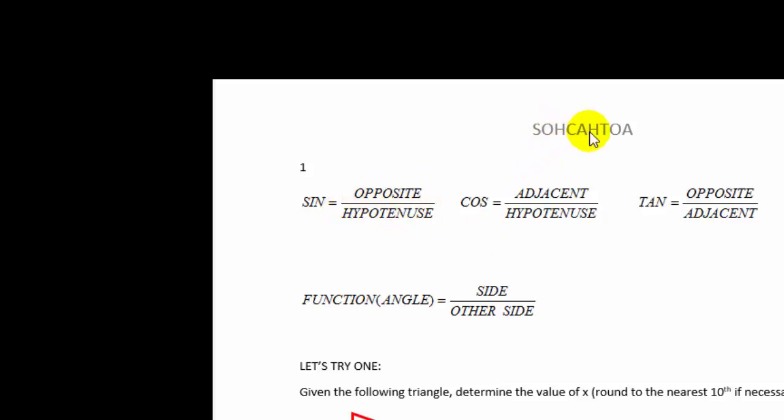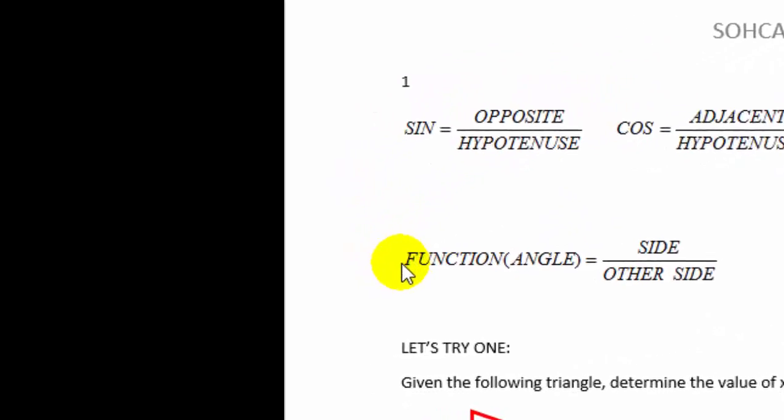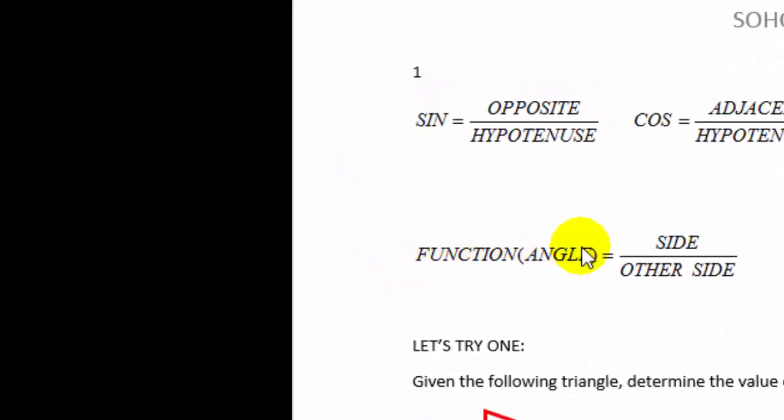The next is CAH, which is cosine. Cosine is the adjacent side divided by the hypotenuse. And again, we'll go over that when we do an example. The tangent, another trig function, we're only going to do three in this unit. The tangent is the opposite side divided by the adjacent side. Now, the next tool that I referenced at the beginning of the video was this equation: the function of the angle equals side divided by other side. And the third tool was to use a scientific calculator, and we'll get to that in a minute.